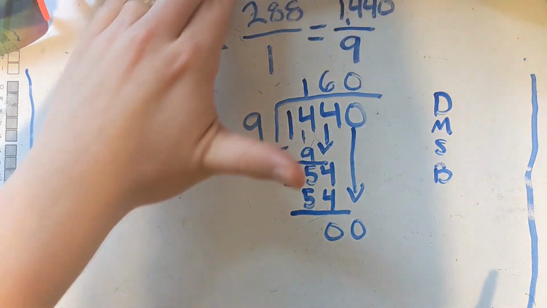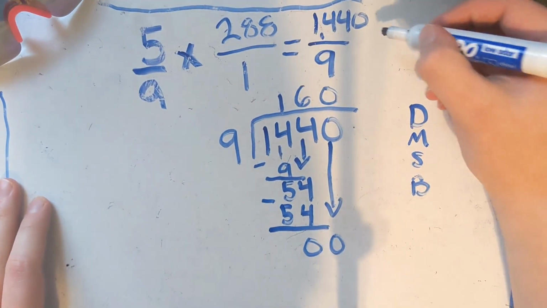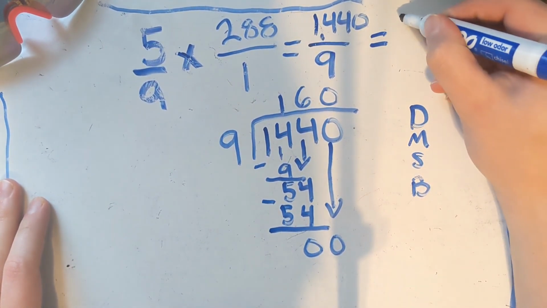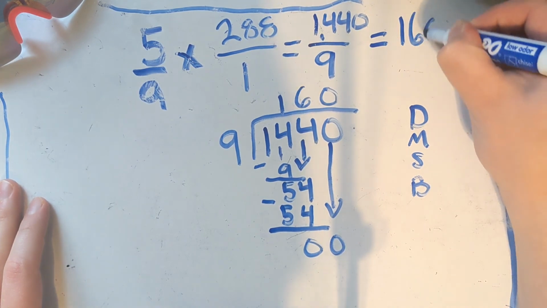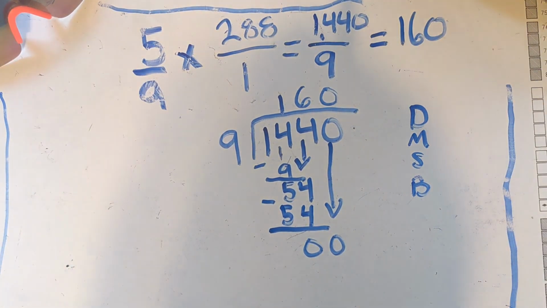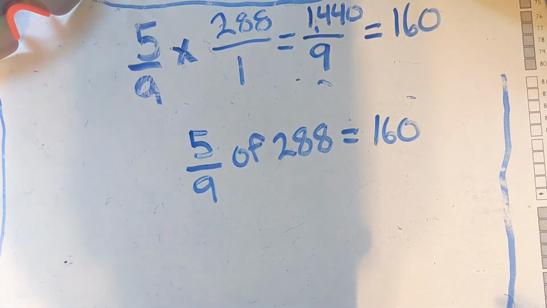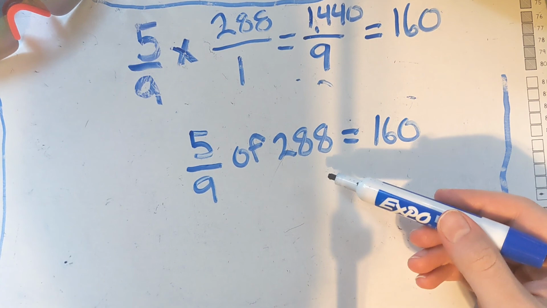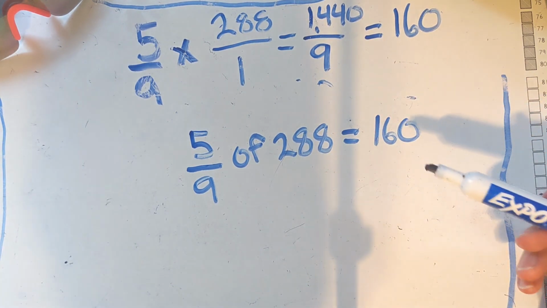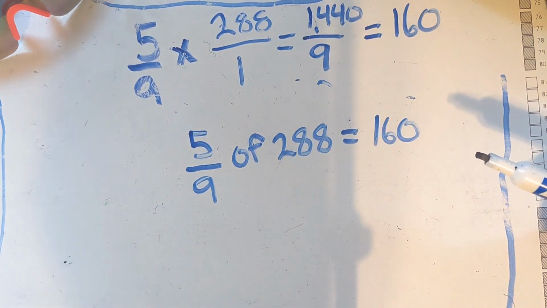So my answer to this problem is he sold 160 tickets total. So what that is saying, let me clear this off real quick, is that 5/9 of 288 is equal to 160. So he sold 160 tickets.